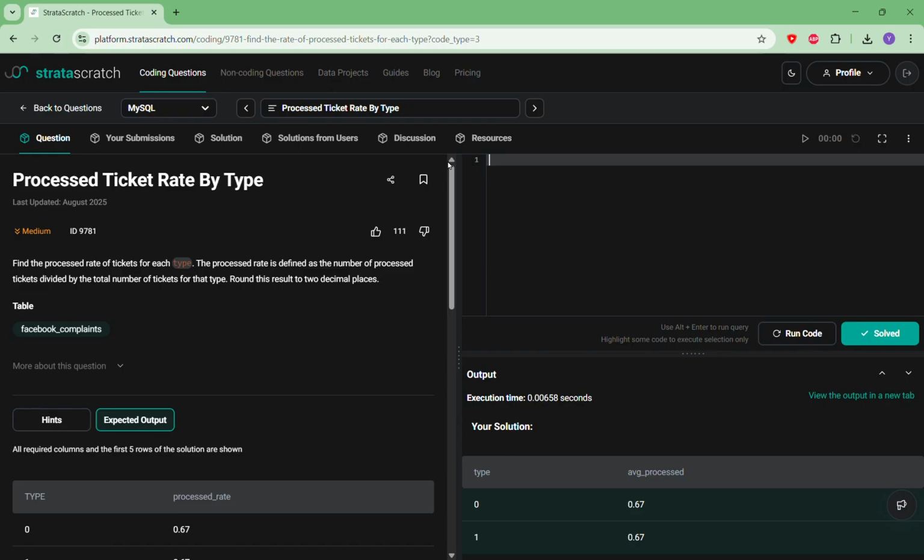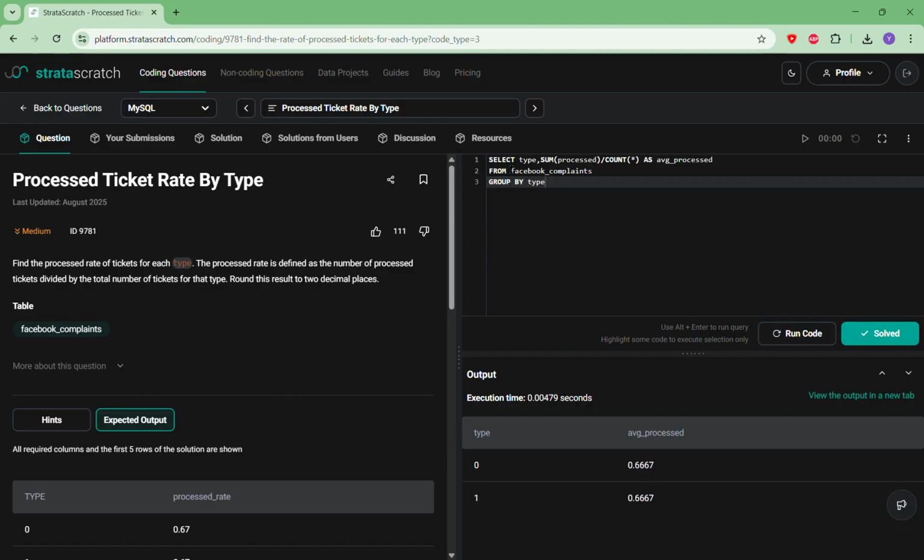In that way we could do select type and sum processed divided by count of all as average processed from Facebook complaint. We'll group by type. We'll run this. We got the same answer.